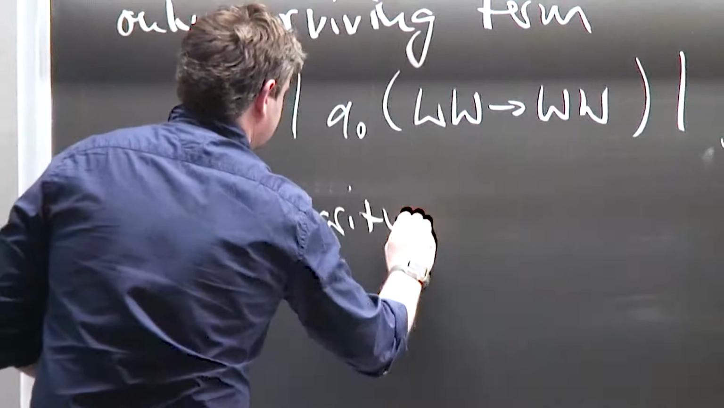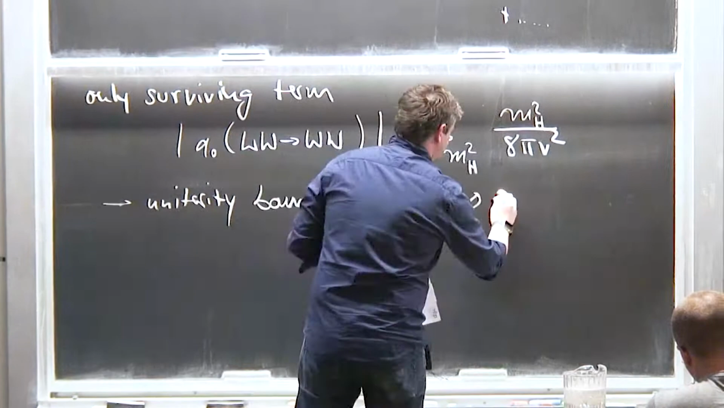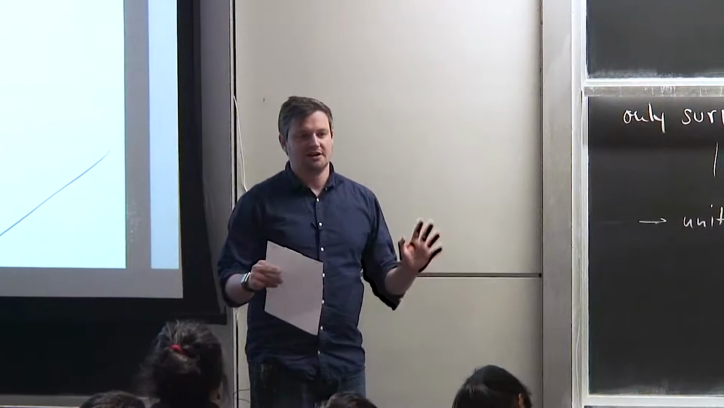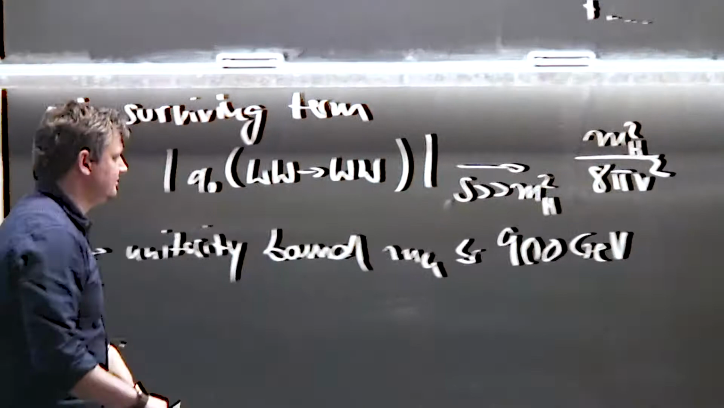Which limits m_H to be lighter than roughly 900 GeV. There are other processes. There is not only WW scattering, there's also WZ scattering and so on and so forth. So in principle, you have to look at all these scattering processes and then take the maximally constraining one, okay? So in the space of longitudinal gauge boson scattering amplitudes.